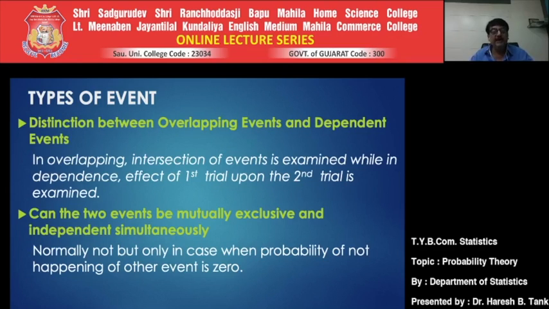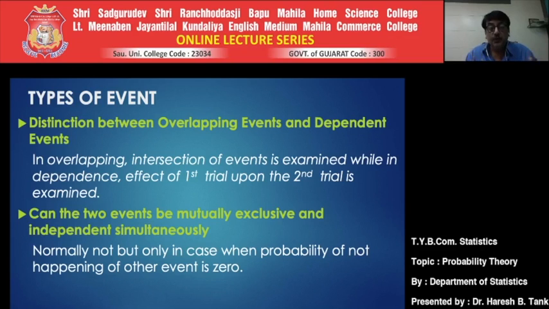Distinction between overlapping events and dependent events. In overlapping, the intersection of events is examined, while in dependence, the effect of the first trial upon the second trial is examined. Look, when I say overlapping events and dependent events, they are two different types. Overlapping events are those that are not mutually exclusive. When I say dependent events, it is altogether different: the effect of one comes upon the second one.